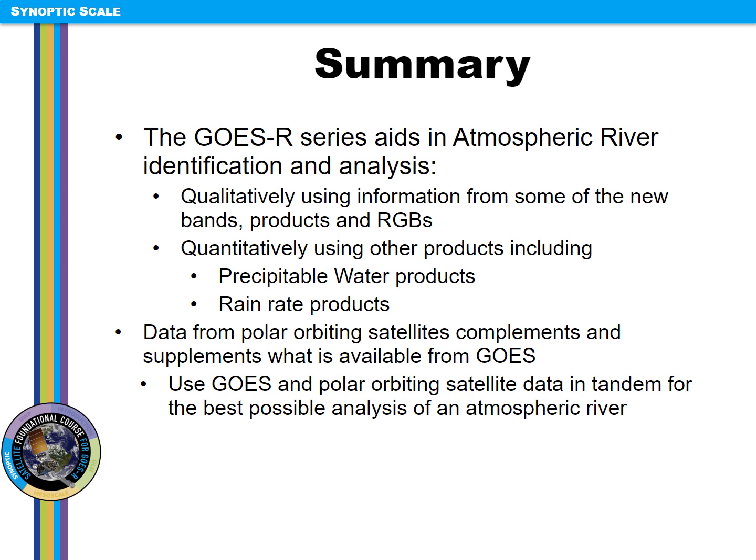In summary, the GOES-R series aids in atmospheric river identification and analysis, qualitatively using information from some of the new bands, products, and RGBs, and quantitatively using other products, including precipitable water products and rain rate products. Data from polar orbiting satellites complements and supplements what is available from GOES. Use GOES and polar orbiting satellite data in tandem for the best possible analysis of an atmospheric river.